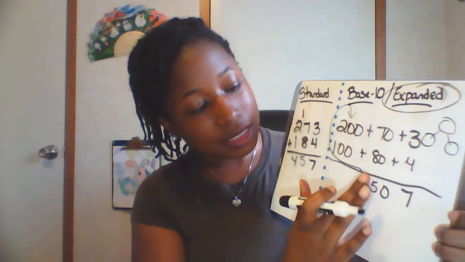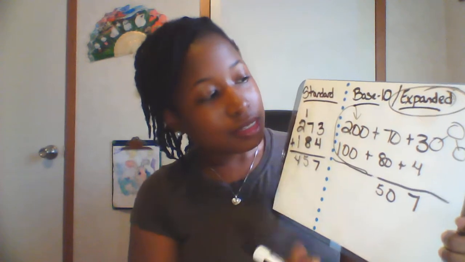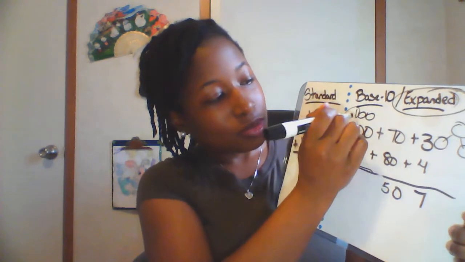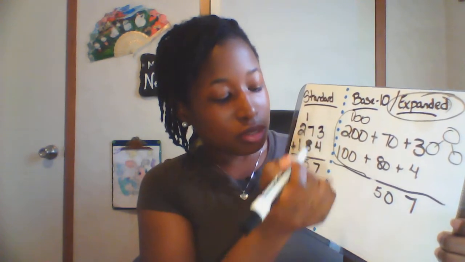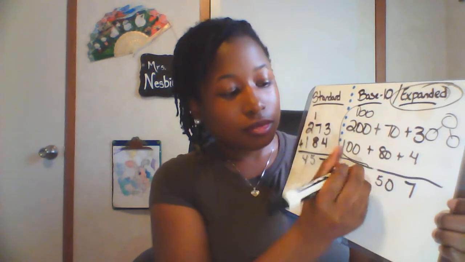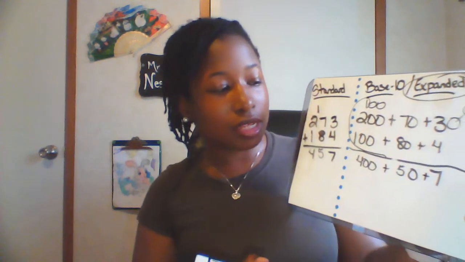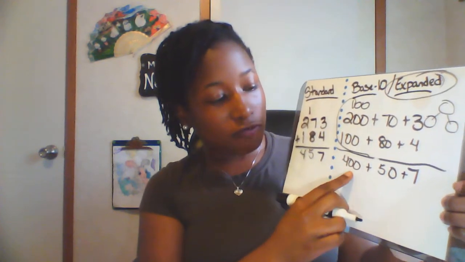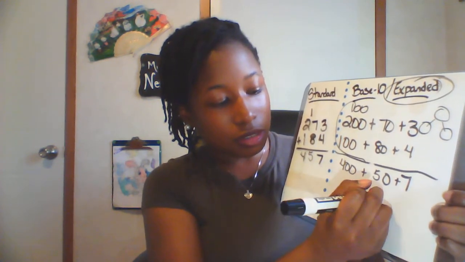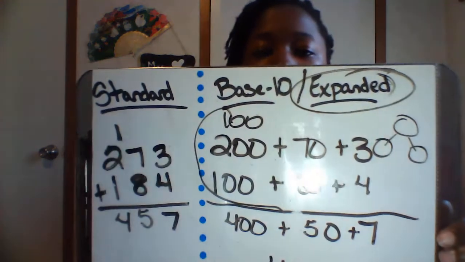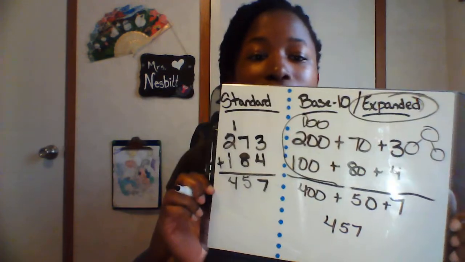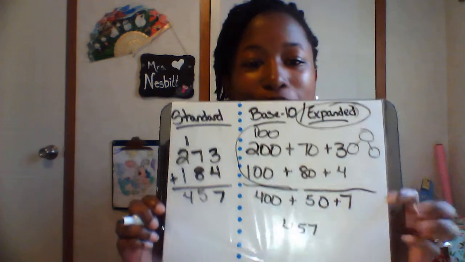Bye-bye all of this. And hello, new 100. 100 plus 200 gives me 300. Plus 100 gives me 400. And then just set it up like everything else in expanded form. 400 plus 50 plus 7 leaves me with 457. And that is how you solve these problems with standard form, base 10, and expanded form. I hope this helped.